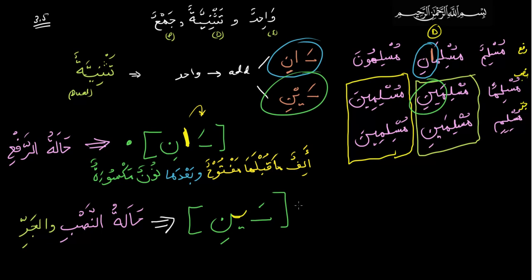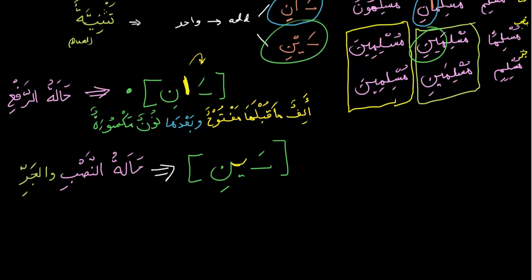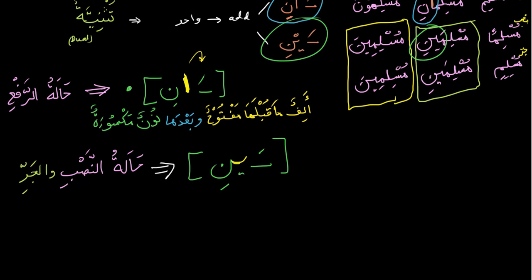Okay, so the fancy way of saying aini in حالة النصب والجر, aini, is yaun, that's this ya here. ما قبلها مفتوح وبعدها and after it.